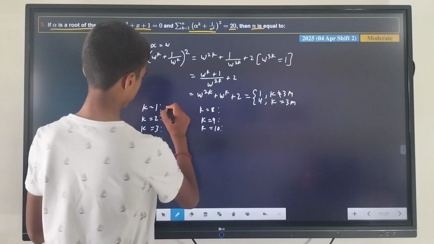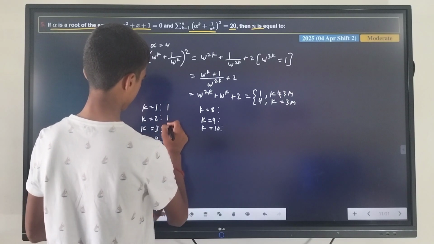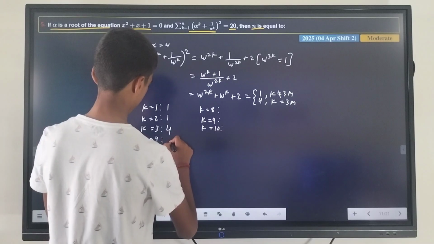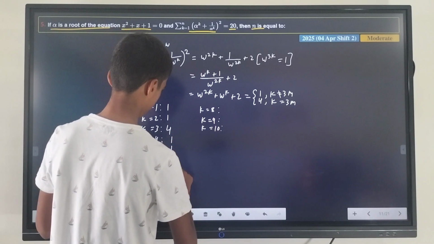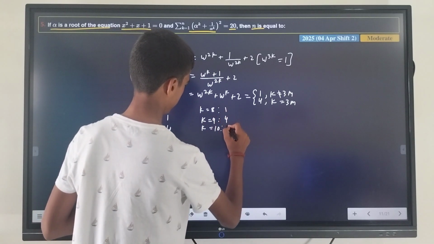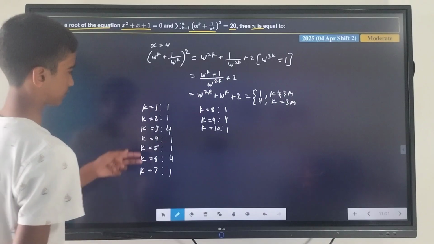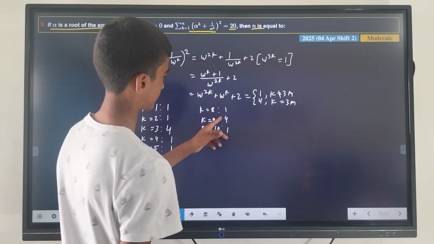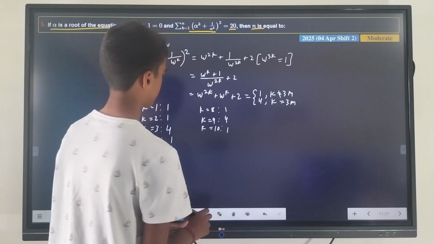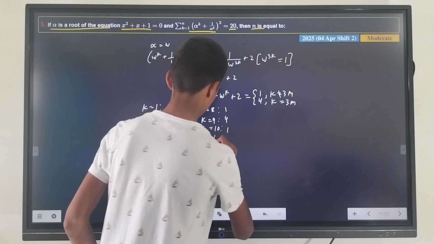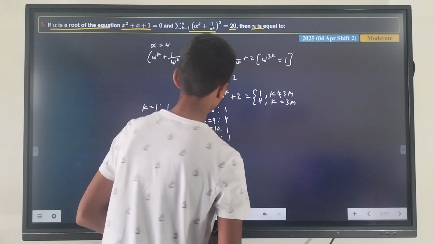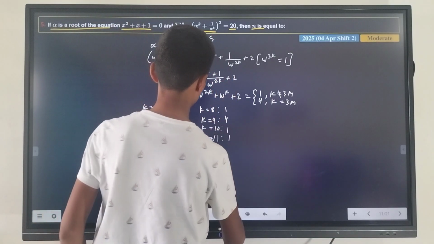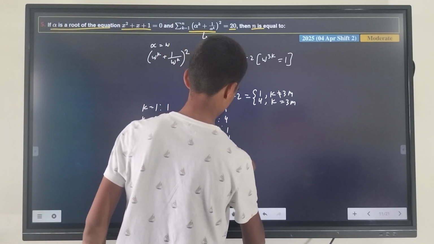So k is equal to 1, we will get 1. K is equal to 2, again we will get 1. K is equal to 3, 4, same 1, 1, 4, 1, 1, 4, 1. Now let's calculate some: 2, 4, 6, 7, 8, 12, 13, 14, 18, 19. So we need one more, k is equal to 11, 1. Then our sum will be 20. This is our S. Now our S is equal to 20.